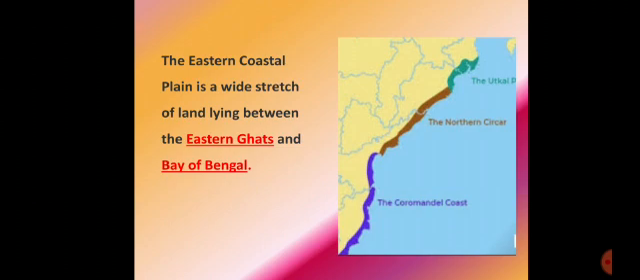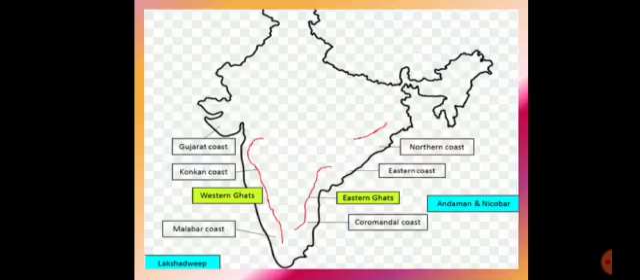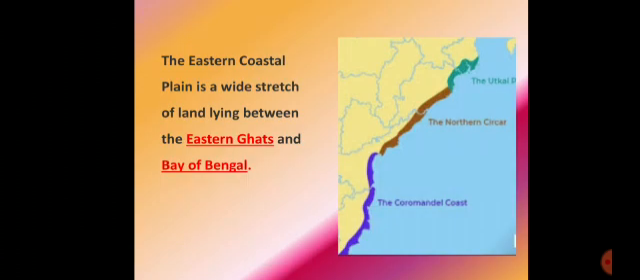Now the eastern coastal plain. It is a wide and level plain which lies between the Eastern Ghats and the Bay of Bengal. In the northern part, it is called Northern Circars, while the southern part is known as the Coromandel Coast. Large rivers like the Mahanadi, Godavari, Krishna, and the Kaveri form extensive deltas on the eastern coast. Lake Chilika is also located on the eastern coast. It is the largest saltwater lake of India.